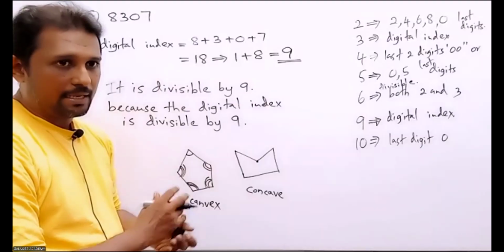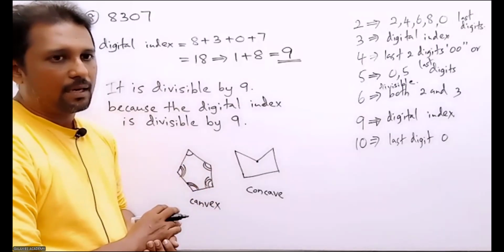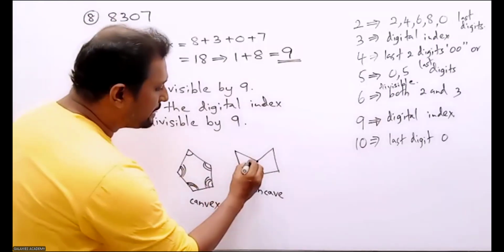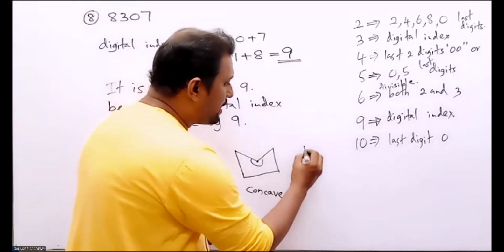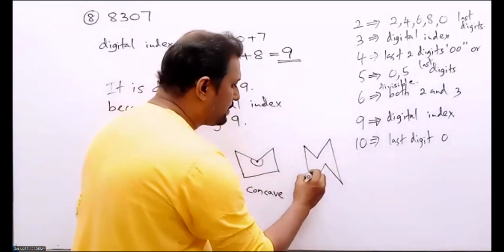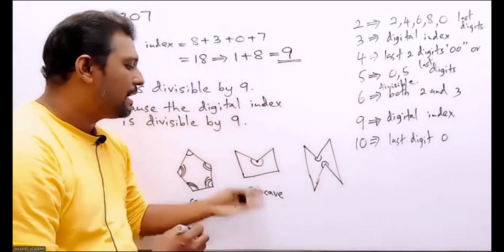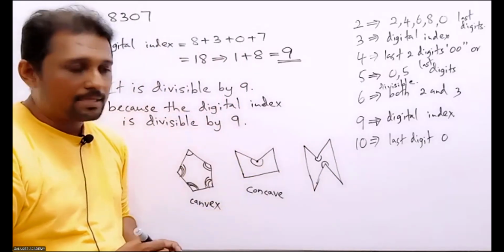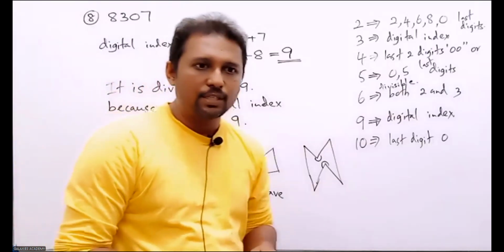angle. So at least one reflex angle we can see inside. Look here, it is a reflex angle, no? Right? You look at this one. Then you can see there are two reflex angles, right? Like these polygons are known as concave polygons. Okay, it is the identification method.